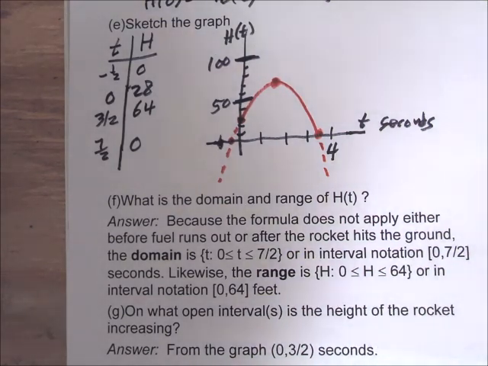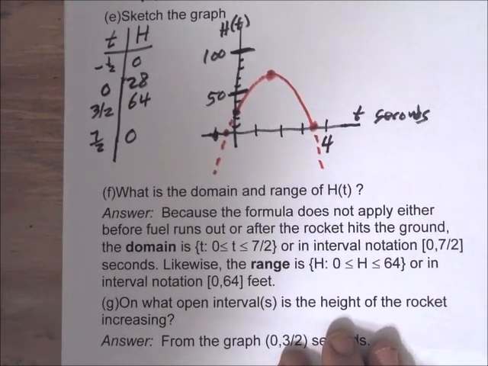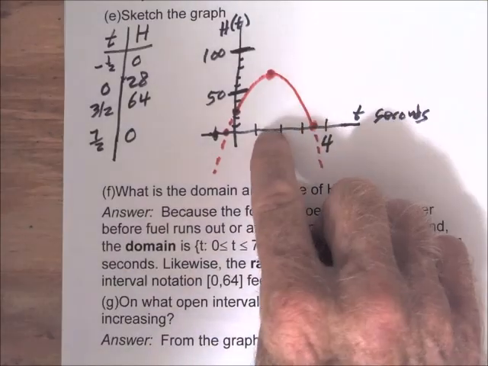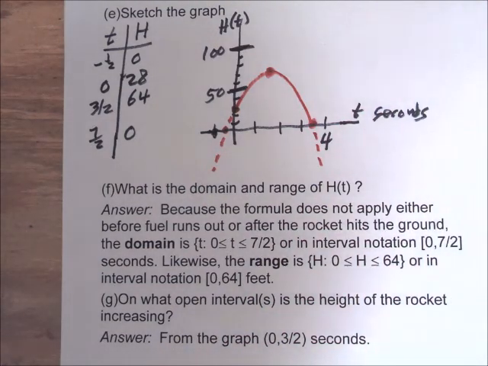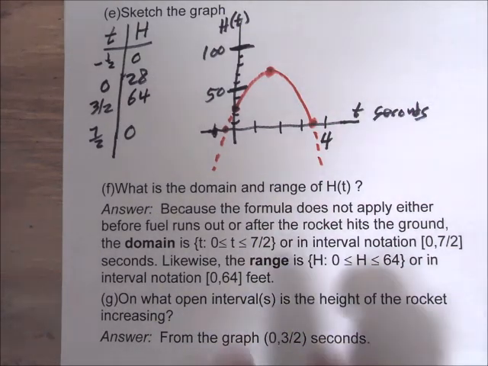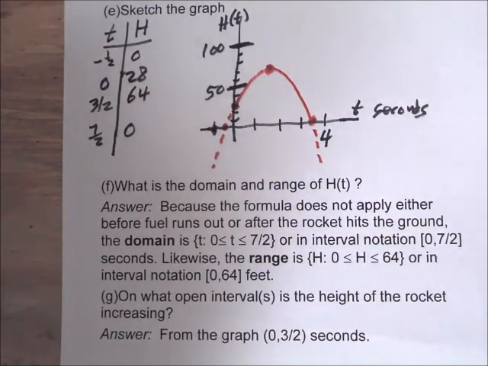The square brackets indicate that the two endpoints are included. Likewise, the range is also restricted here. The height of the rocket is between 0 and 64. The parabola goes below 0, but the rocket does not. The formula no longer applies once the rocket hits the ground. So the range would be the set of h such that h is between 0 and 64, or in interval notation, [0, 64], again with the square brackets to indicate the endpoints are included.